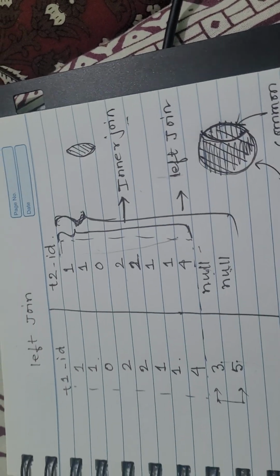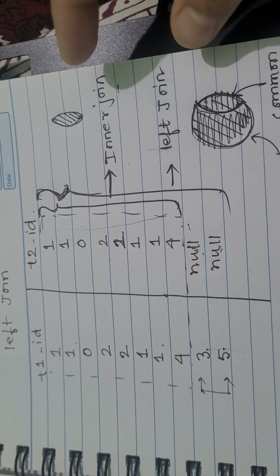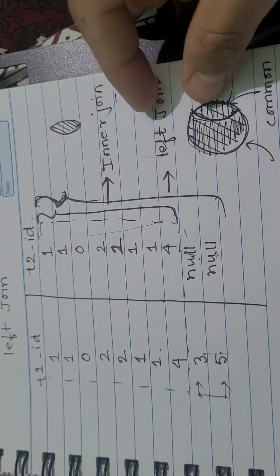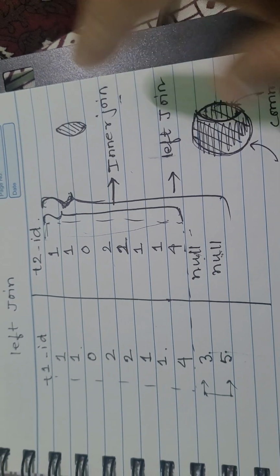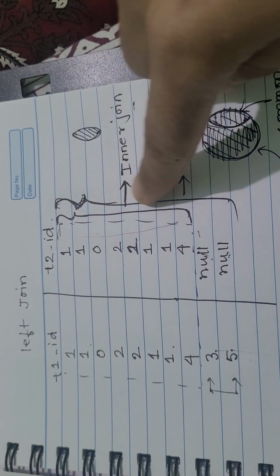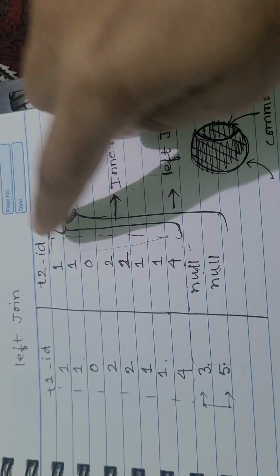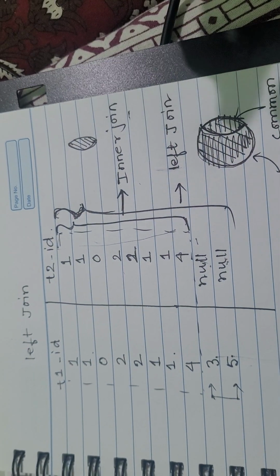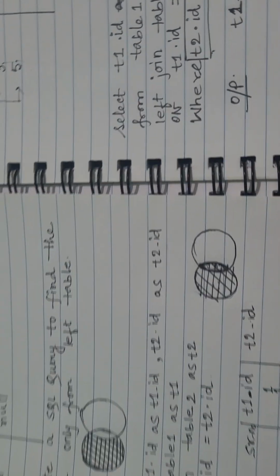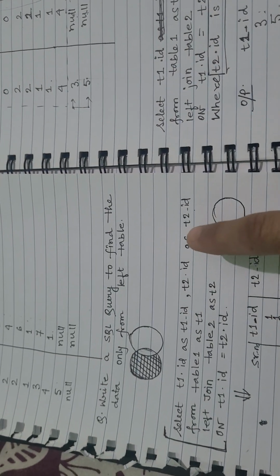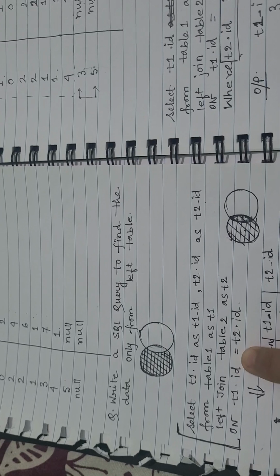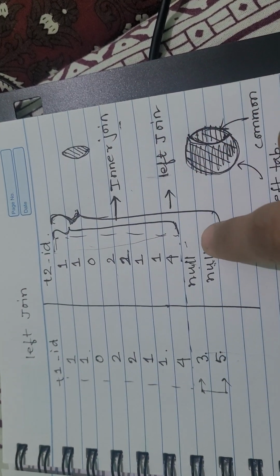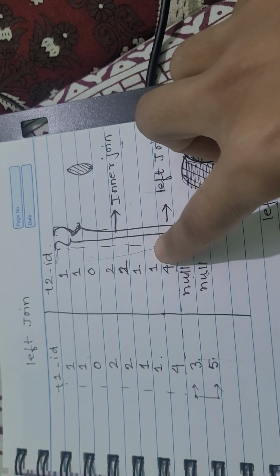What will be the output? The output will be the inner join plus the data which is left out in the left table. So the inner join, you are seeing this curve, this data is the inner join data. That is coming from this query that I am executing. When I execute this query, based on the condition on t1.id equals t2.id, I get this inner join result, from 1 to 4.